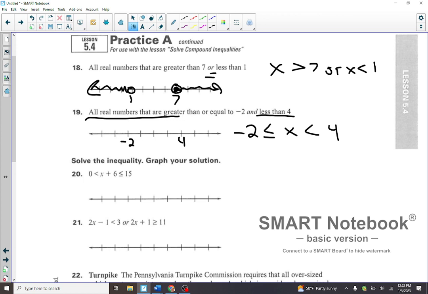-2, 4. Closed circle on -2. Open circle on 4. Color on the inside because it's an and statement.